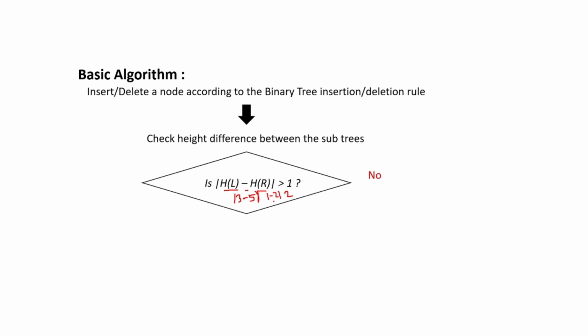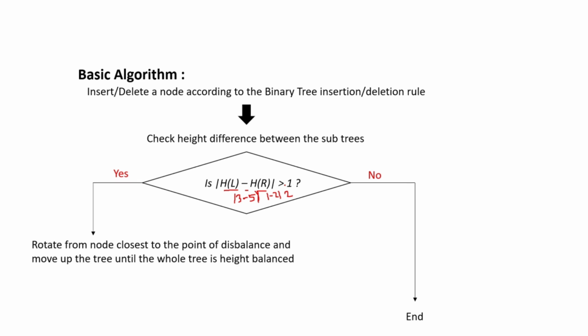Now if it is within the AVL tree height limit, then the insertion or deletion is stopped. But if it is not, then you rotate the node closest to the point of disbalance and move up the tree until the whole tree is height balanced. The node closest to the point of disbalance is nothing but the parent of the parent, so you will always tackle the parent of the newly inserted node. And after it is height balanced, the insertion or deletion method is stopped.